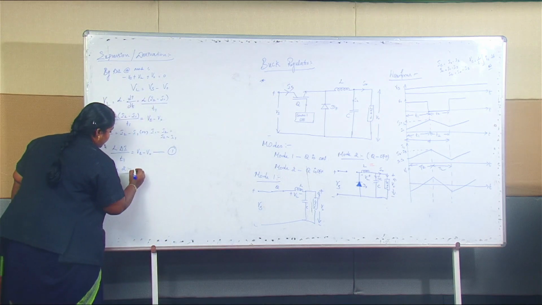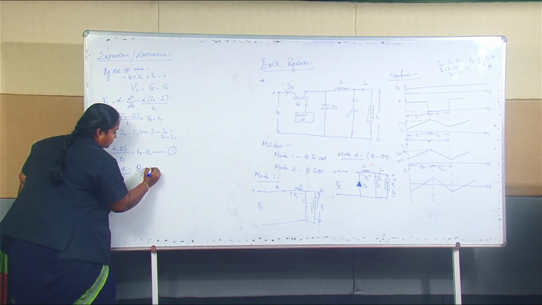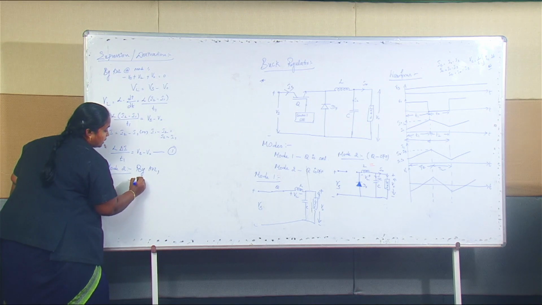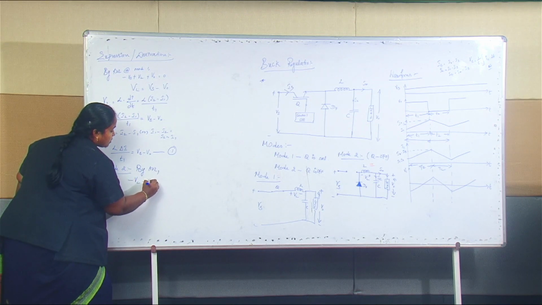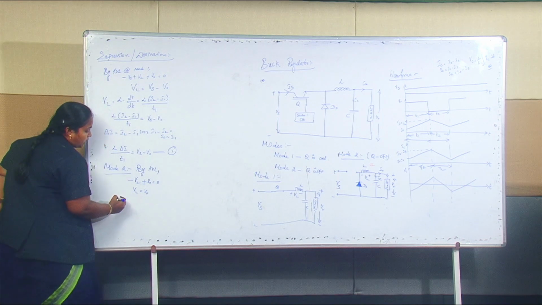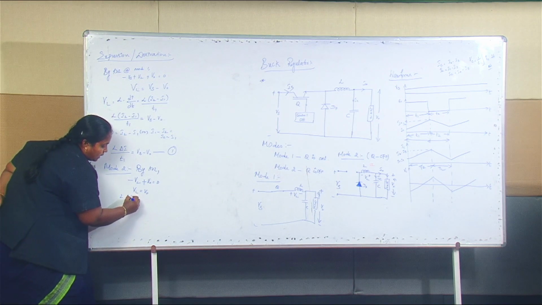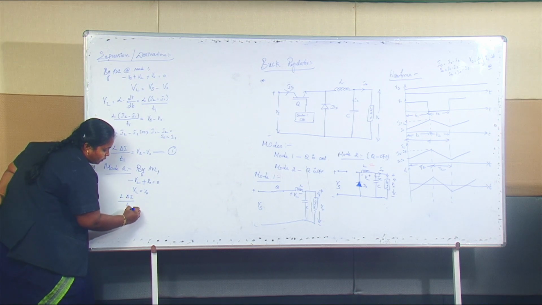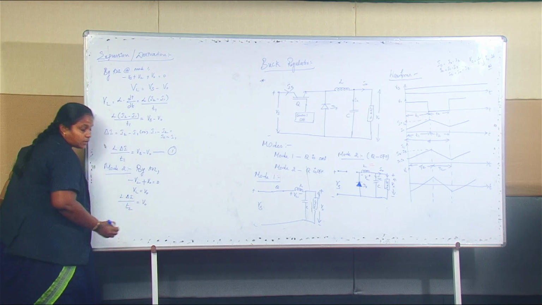Now by applying a KVL, it is minus VL plus V naught is equal to 0, which says your VL is equal to V naught. And similarly here we can write it as L into del I by T2 is equal to V naught, right?